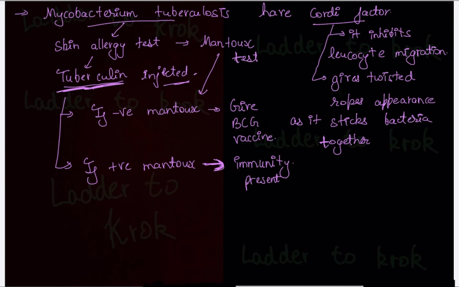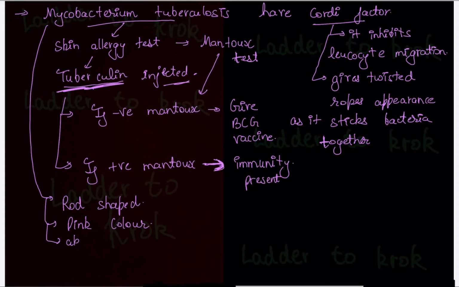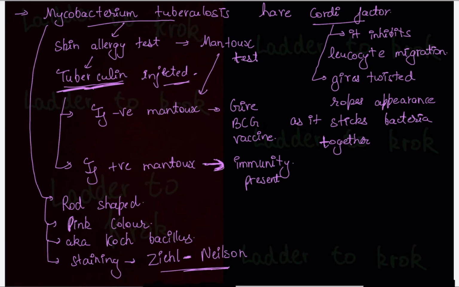Now some facts about this Mycobacterium tuberculosis. This is our rod-shaped bacteria. It will give pink color after staining. This is also known as Koch bacillus. It is stained by Ziehl-Neelsen staining, Z-I-E-H-L, N-E-I-L-S-O-N. And it gives what color? Pink color.